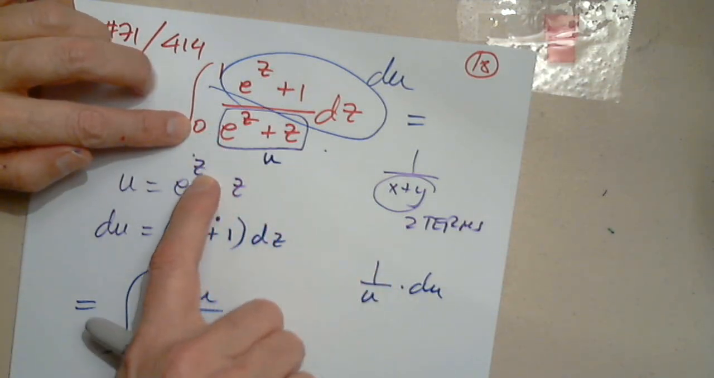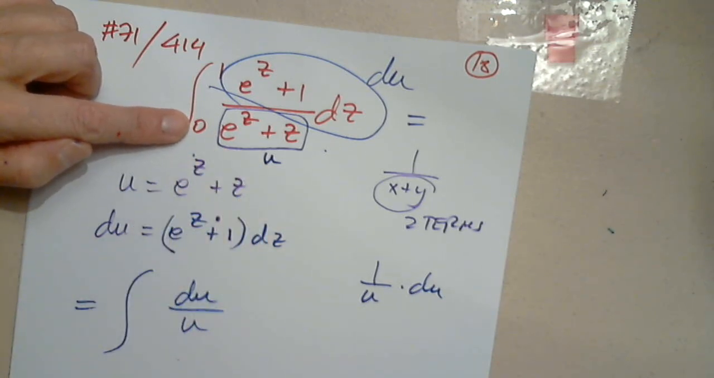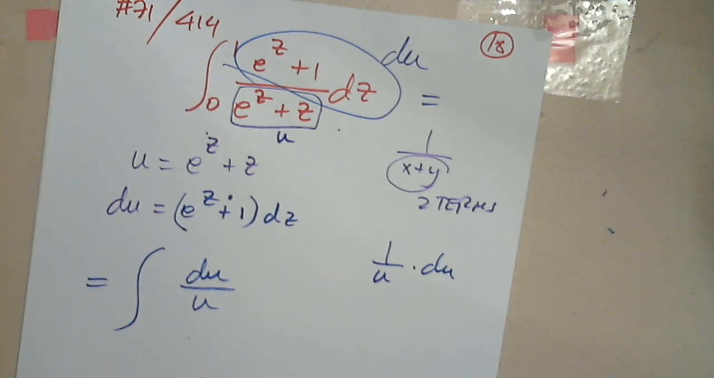So when z is 0, what do I get here? And that's the lower limit, the lower limit for z. I'm sorry, for u, of course. So 1. Yes. Very good.